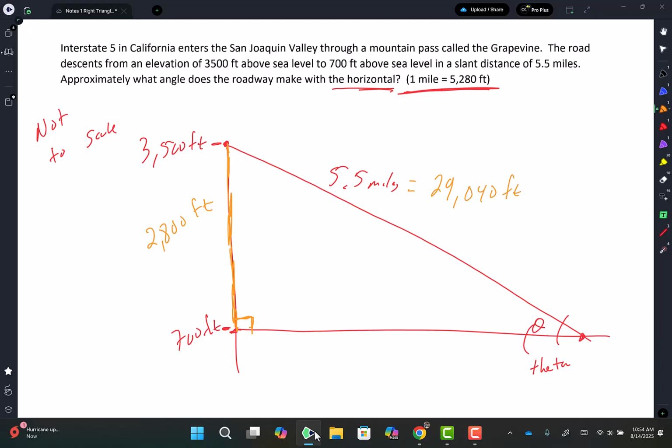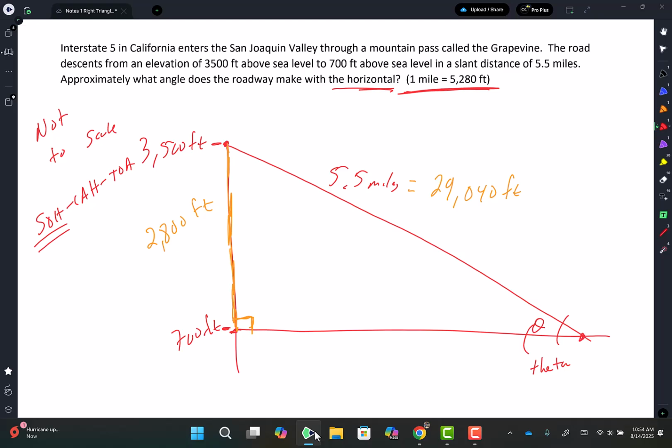29,040 feet. Okay? We're almost done. With respect to theta, is the 2,800 feet opposite, adjacent, or hypotenuse? What about the 29,040? Which one uses opposite and hypotenuse? Yeah, let me write the SOHCAHTOA there. Sine, opposite and hypotenuse. Do you guys see that?